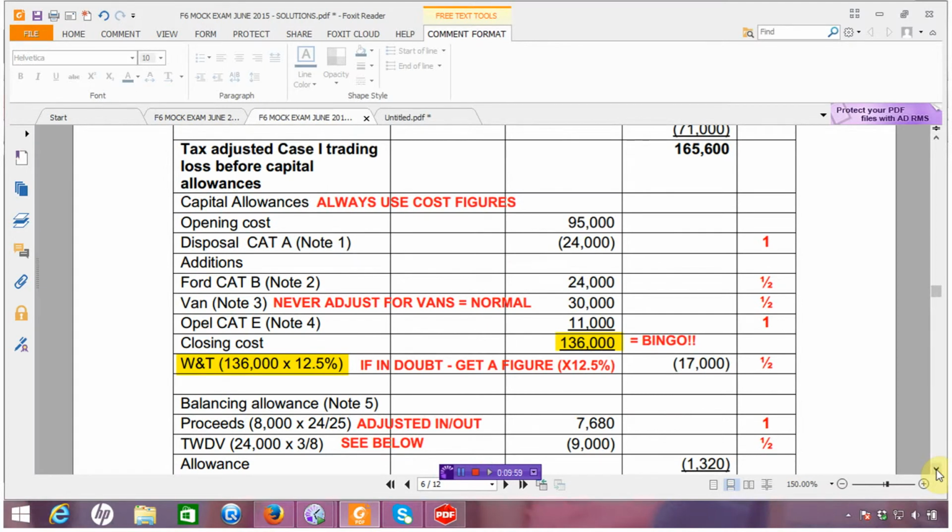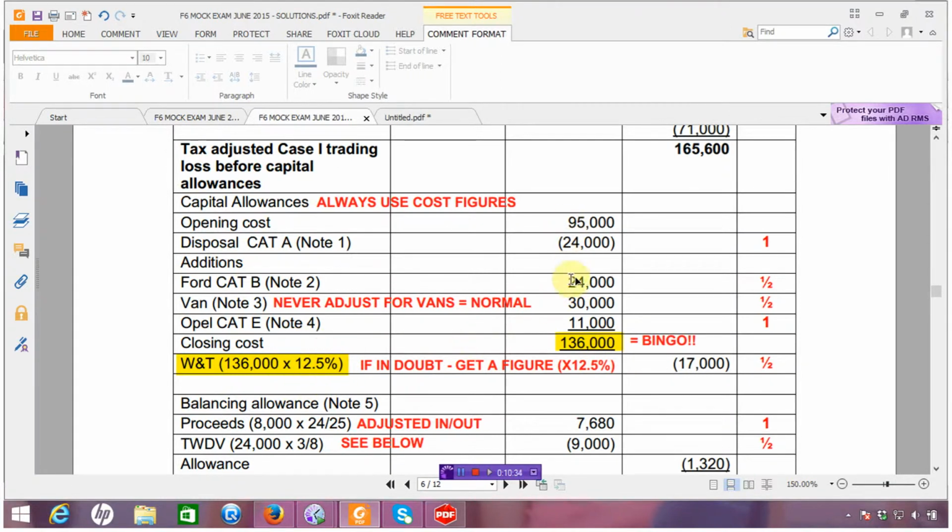In terms of the CAs, as I said, I tend to work horizontally rather than vertically. Perhaps this is a little bit quicker, but I tend to think that it's easier not to make mistakes when you're working across the page. You may think differently. All that we're doing here is populating our box. We're trying to get down to this closing cost figure. I've said bingo here just to remind you that, one way or another in the exam, let's get to this figure. And what do we do when we get there? Well, we just slap on our 12.5%.